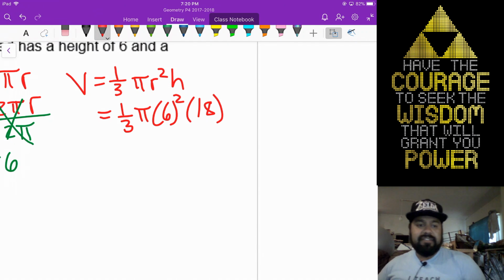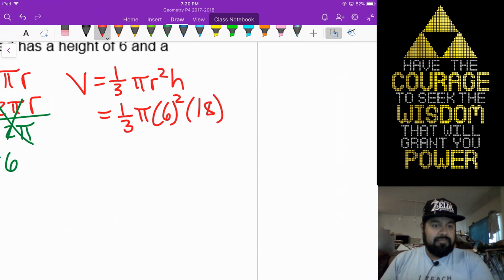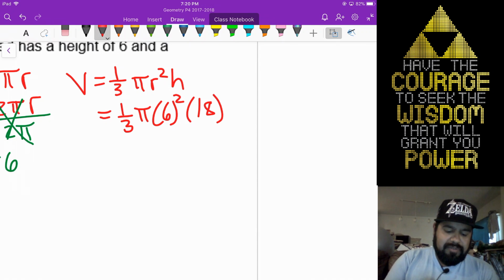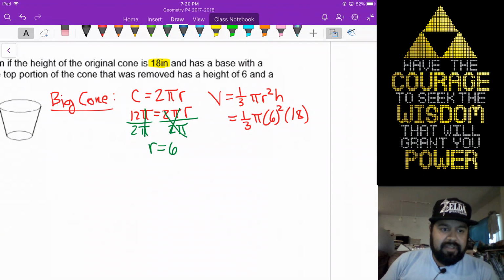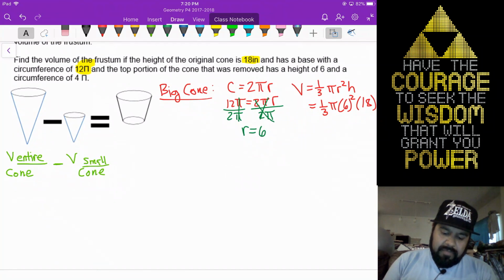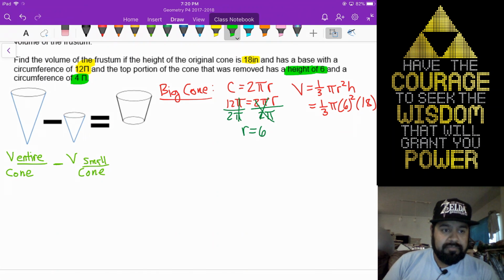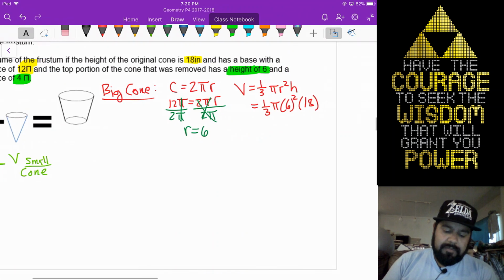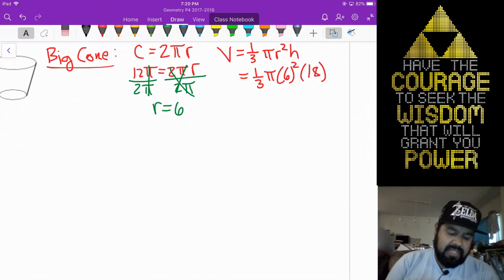Now, while that is going on, what's up, Celestino? While that is going on for the big cone, we're going to take a look at the little cone. The top portion of the cone that was removed has a height of 6 and a circumference of 4 pi. For the small cone, let's use blue.